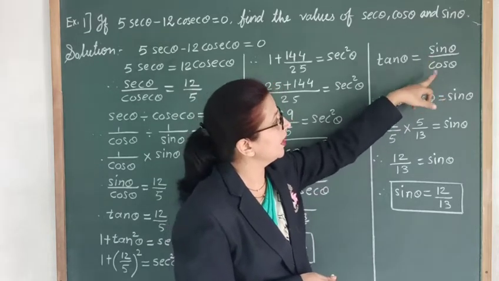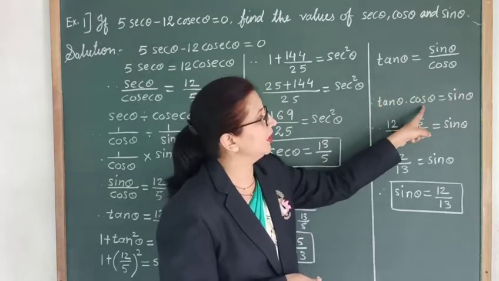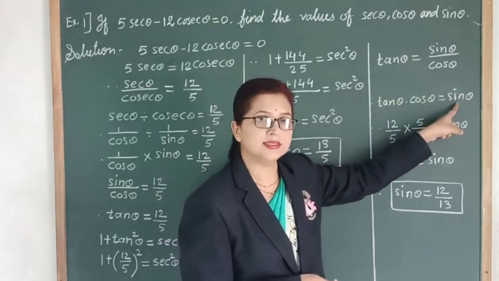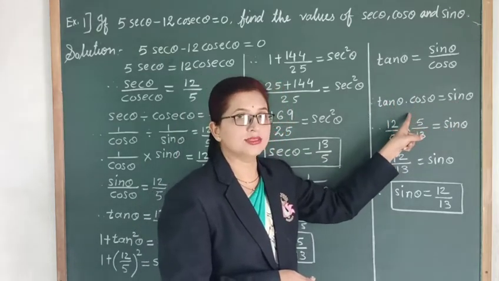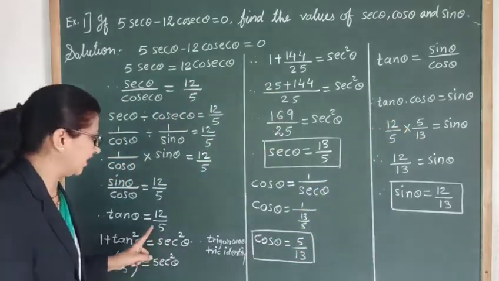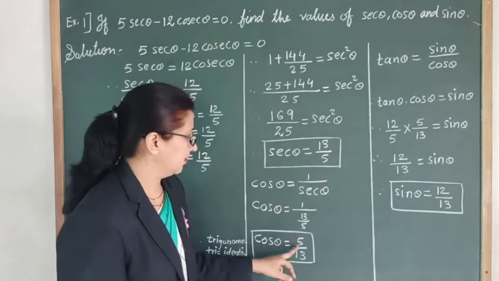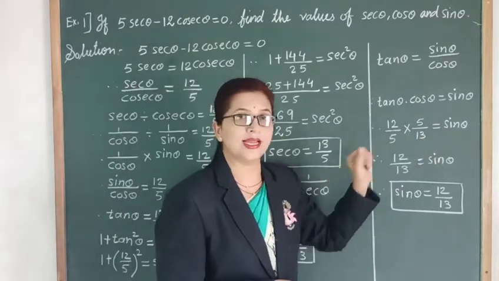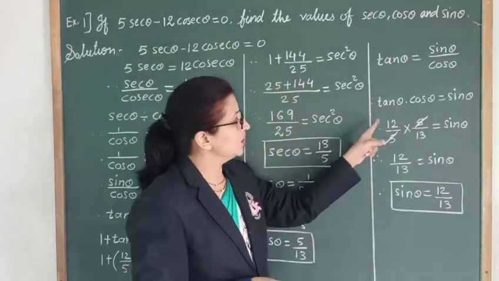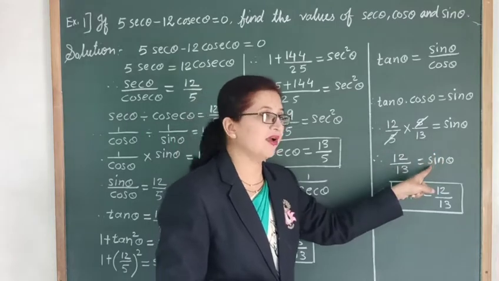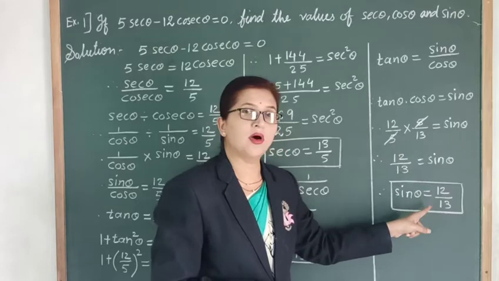So we want to find out the sin theta. So this cos theta is dividing, it will multiply. So tan theta into cos theta is equal to sin theta. Now let's put the value of tan theta and cos theta. Tan theta we already got here, 12 upon 5, multiplied by cos theta, 5 upon 30, is equal to sin theta. So here this 5 will get cancelled and we get 12 upon 30. This is the value of sin theta. So in this way we got sin theta is equal to 12 upon 30.